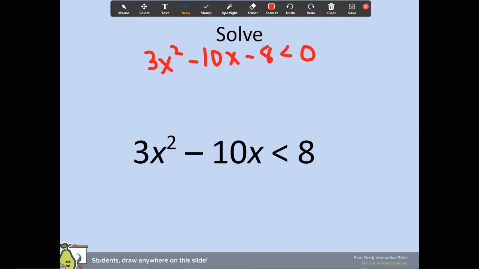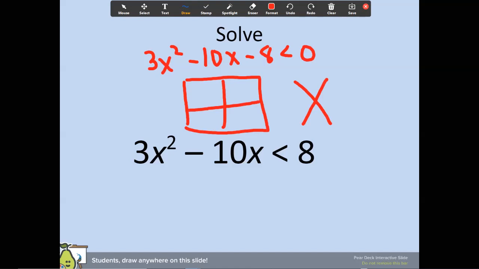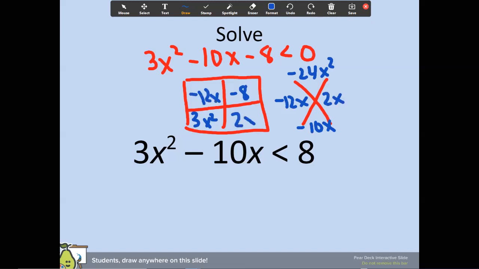Okay, so now I'm going to do a box area model and work this out. So I am going to have a 3x squared and a -8, which is a -24x squared, and it adds to a -10x. You want to be careful, because 6 and 4 do give me 24 and 10, but it's a negative 24. So they actually have to subtract. They're going to be different signs. So it's going to be a negative 12x and a 2x.